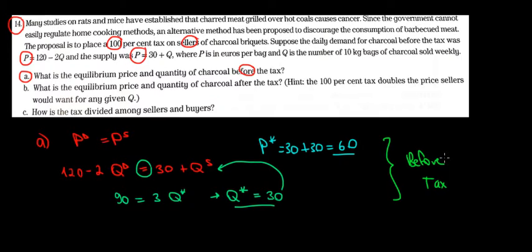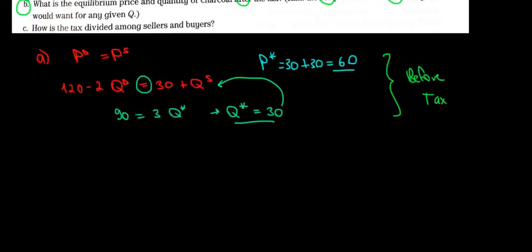Now let's go below and work it out after the tax, because that's question B. What's going to be the equilibrium price and quantity after the tax? And what's a 100% tax? We have a 100% tax for the supply. 100% means that the price of the supply side doubles. So let's see how that looks. Let's go here below and we'll have the following.